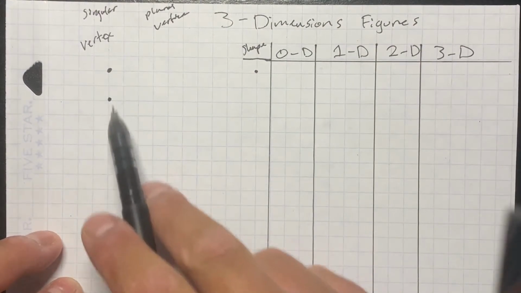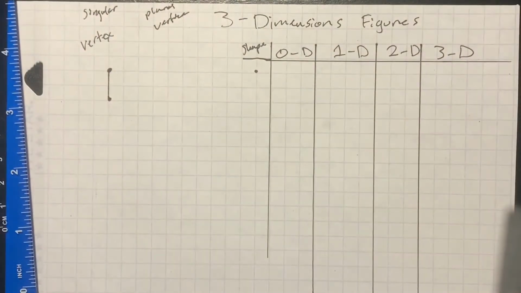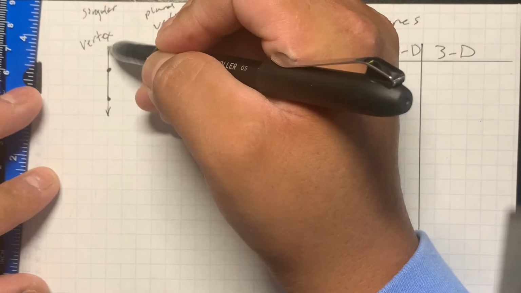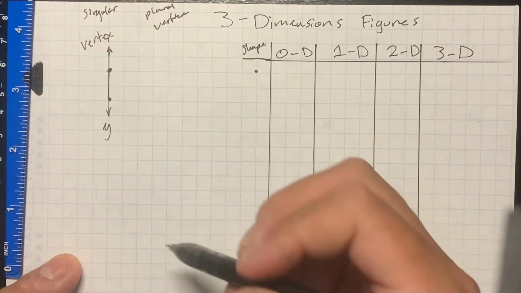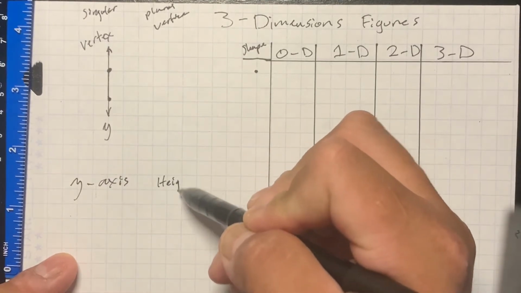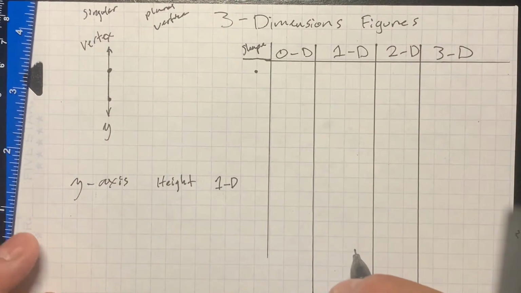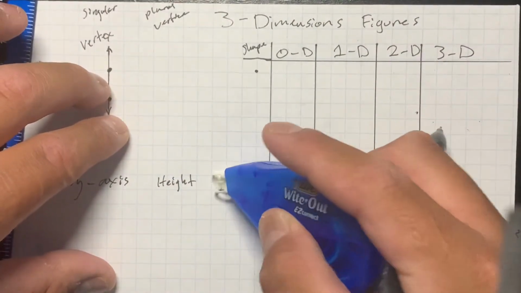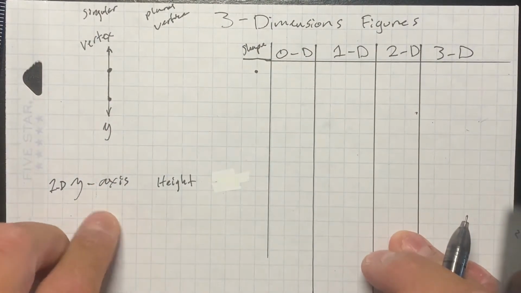Now we have two vertices, and if I were to connect them with a line, we call that a line segment. Now that we have that other vertex and we have two vertices, this would be known as the y-axis. The y-axis is basically the height. How tall is something? And that's also one-dimensional. I should have put that on this side actually, so let me move that over because this is going to get in the way. So the y-axis is one-dimensional.